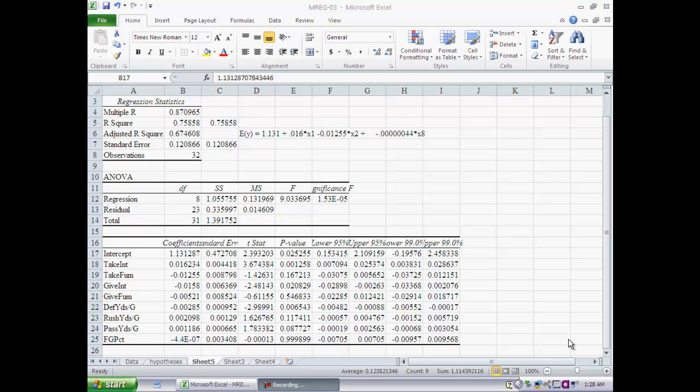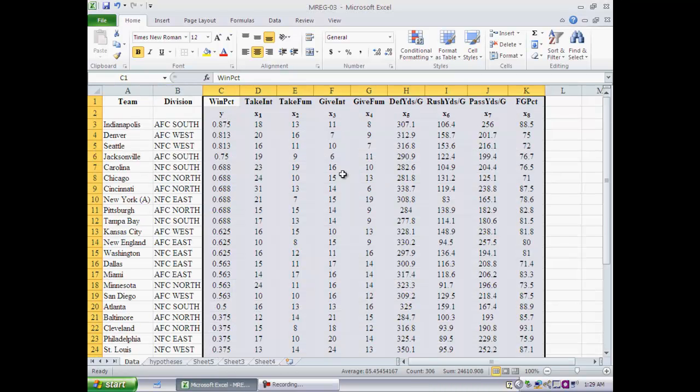This is our third segment on the topic of multiple linear regression, and here we will look at the diagnostics generated by Excel in connection with the example that we had where we're trying to predict the winning percentage of football teams using 8 independent variables, x1 through x8, which were described in the first segment. Examples of the independent variables are interceptions taken away, fumbles taken away, passing yards per game, and so forth.